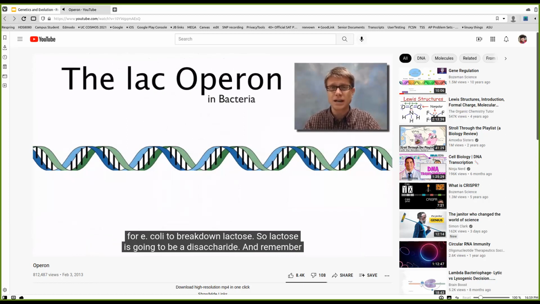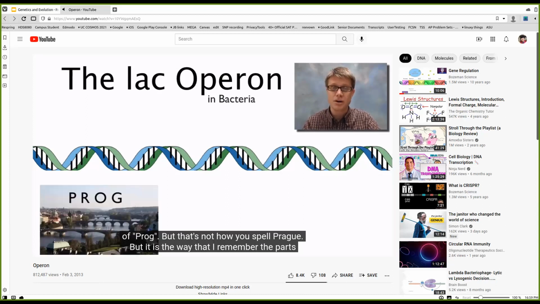Lactose is a disaccharide. And remember, if you're a bacteria living in our gut, you're eating whatever we're eating. As the material moves down through our digestive system, they have to be ready to quickly shift depending on what the food is. If it's sugar, they have to break down the sugar. If it's proteins, they have to break it down into amino acids. And if it's a disaccharide, they have to move it into the cell and then break it down and chemically digest it. So they use a Lac operon to do that.